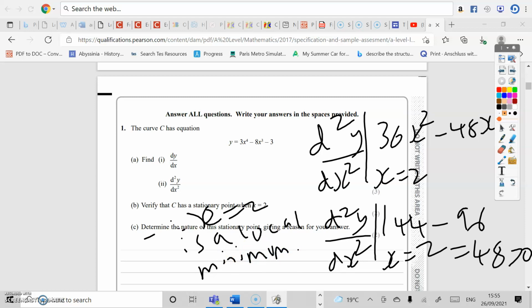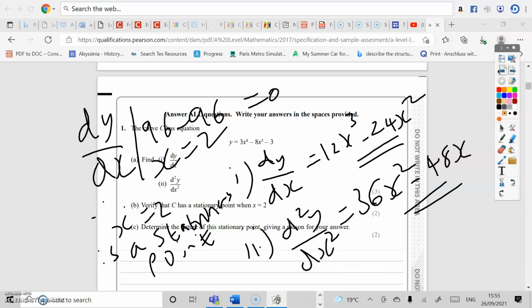Now, to get all the marks here for the first section, for part A, you literally get 2 marks for finding the first derivative, and you get your final third mark by differentiating what you got for dy by dx. Get you 3 marks. For part B, verify that C is a stationary point, just subbing in and get equal to 0, and then saying x equals 2 is a stationary point. You must have that final statement at the end to get your second mark, your A1 mark.